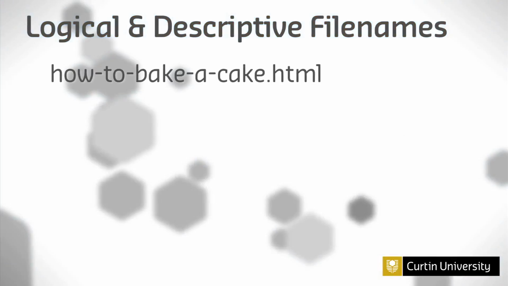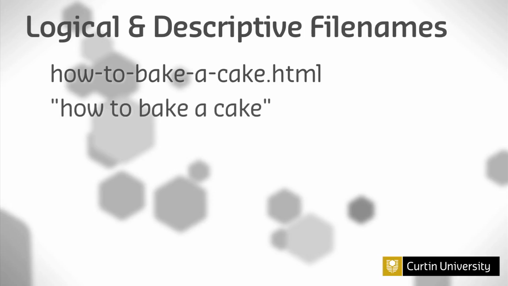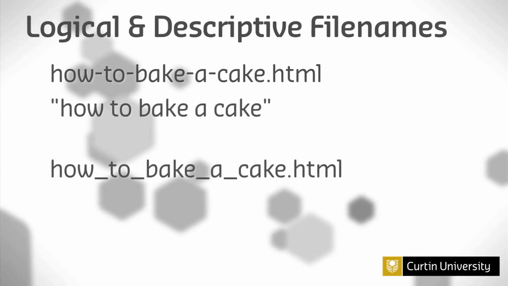For example, when Google encounters this dash-separated file name, how-to-bake-a-cake.html, it reads it as 5 words, how to bake a cake. With underscores, it reads it as a single word, running the 5 words together, howtobakeacake.